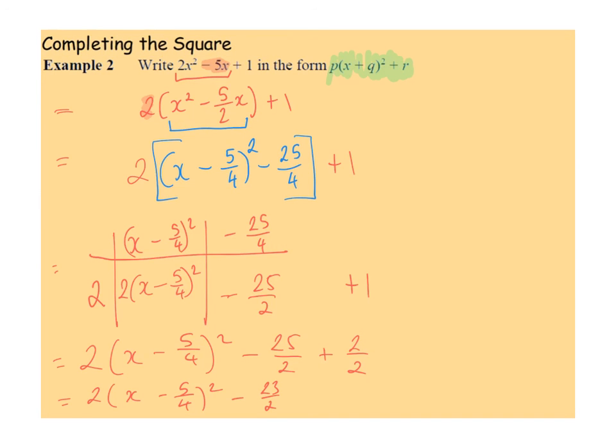And in my answer, P is 2, Q is negative 5/4, and R is negative 23 halves.